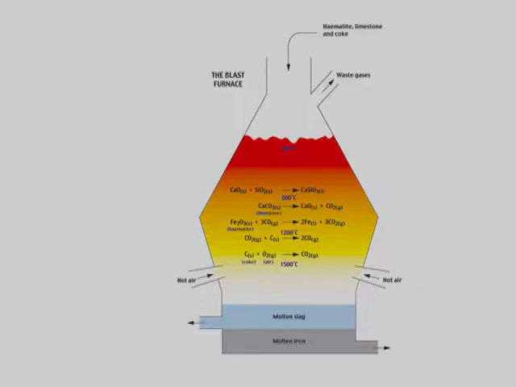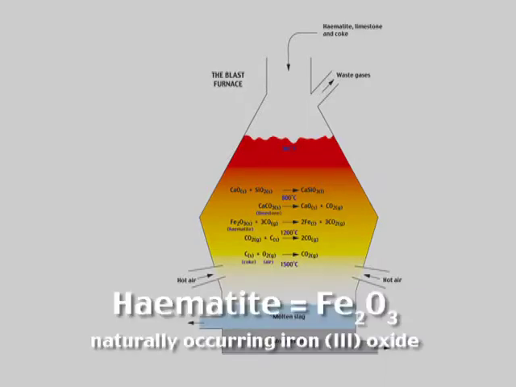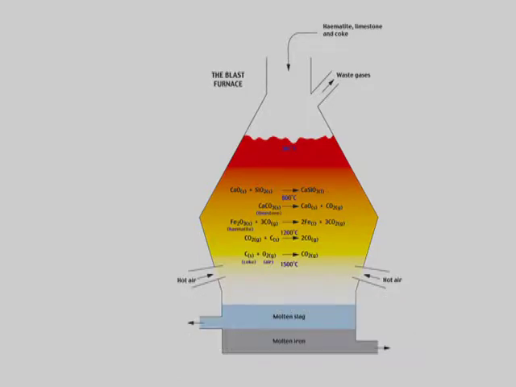The raw materials needed for the process are hematite, which is naturally occurring iron(III) oxide, coke, limestone, and air. Hematite, coke, and limestone are fed in at the top of the furnace. Hot air is blown in near the bottom. The coke reacts with oxygen from the hot air. This reaction is very exothermic, and the temperature rises to around 1500 degrees C.